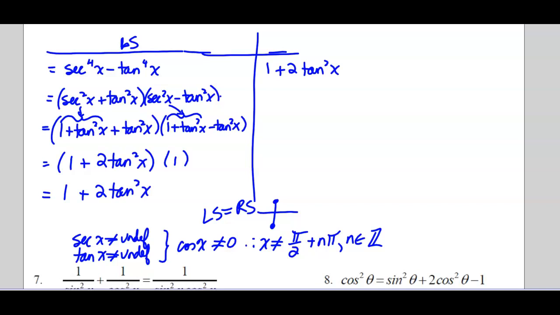Couldn't you do 10 pi over 2? No, because we don't have these. Okay, so that's a little bit harder one when there are powers of 4. I think maybe that's the only one there.